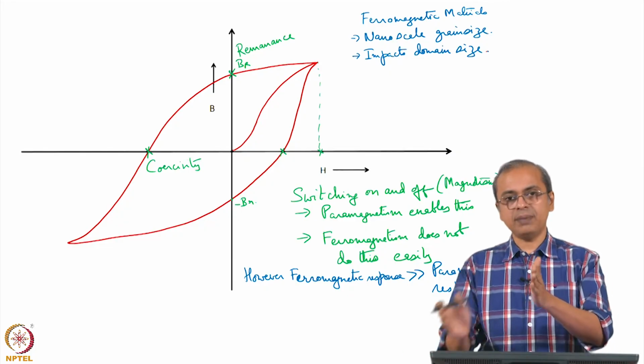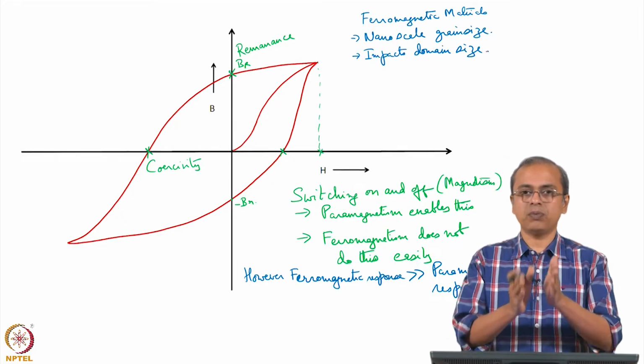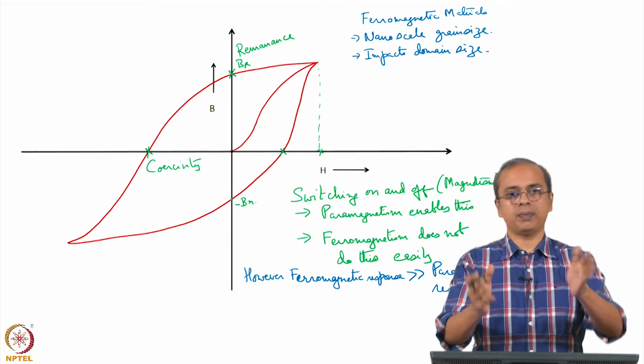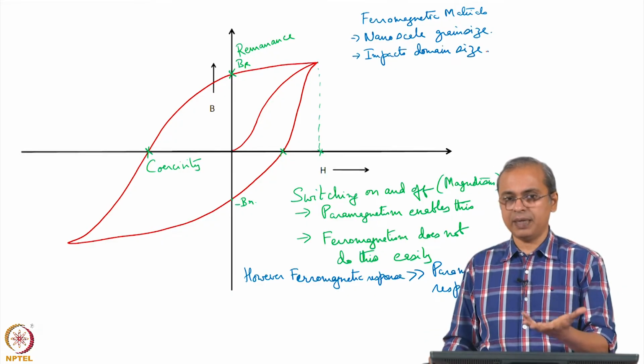And if you get the magnetic moments to orient with respect to each other, you see strong magnetism. So, this is how the ferromagnetic material behaves.